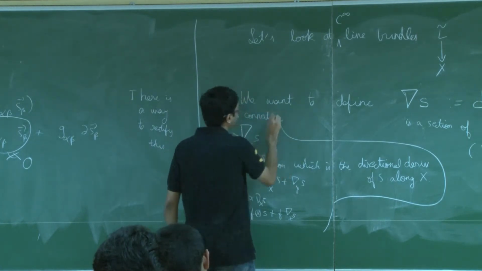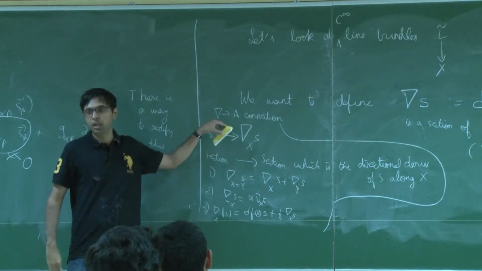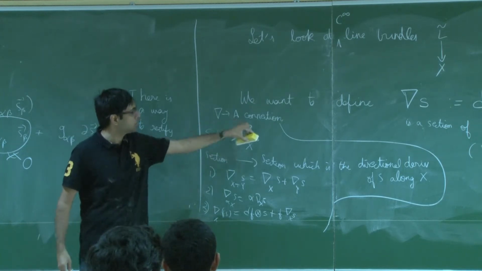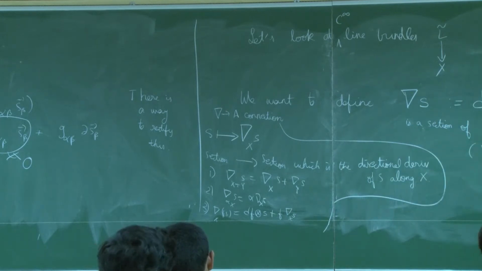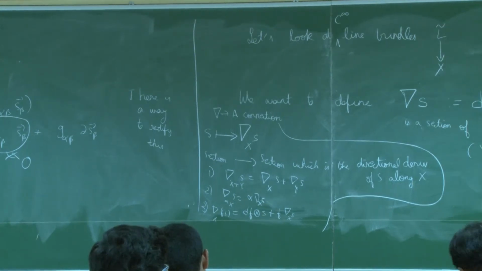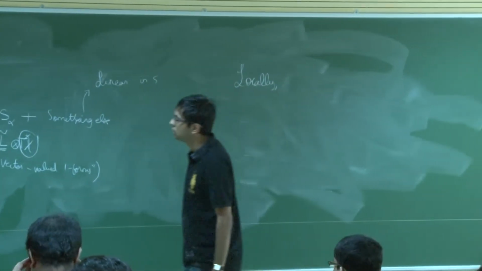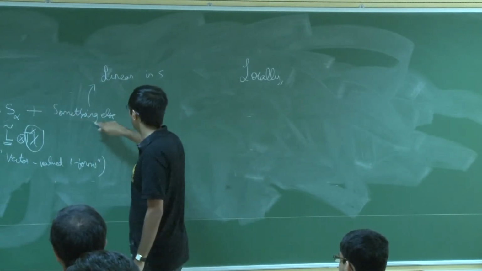The whole problem with manifolds and vector bundles is there is no unique way of taking directional derivatives. There are lots of ways of doing it. That's why it's called a connection as opposed to the connection. So locally, what should a connection look like? I claim a connection should look like this.